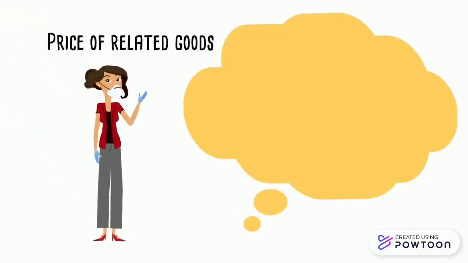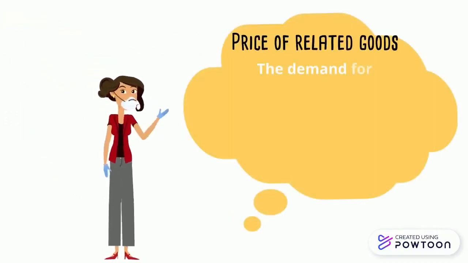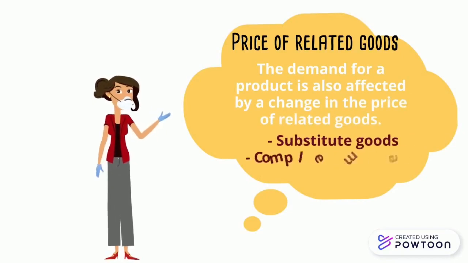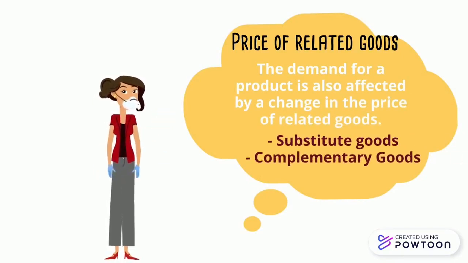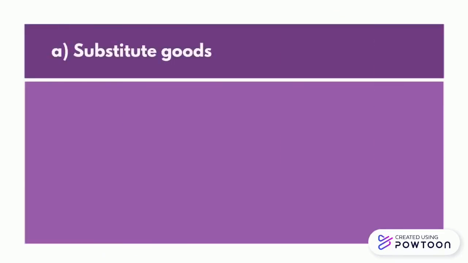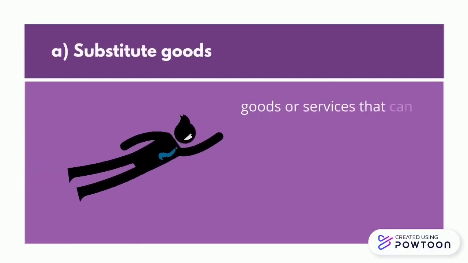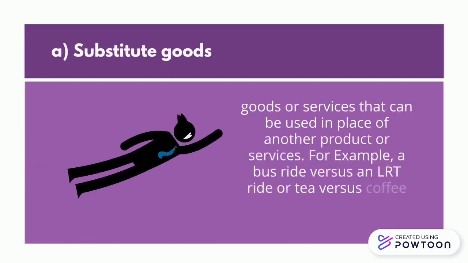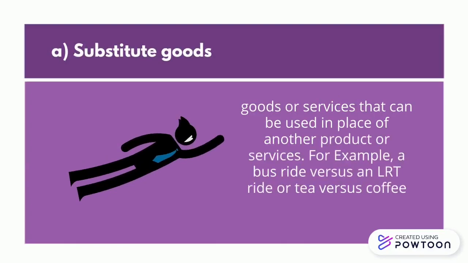Second, price of related goods. The demand for a product is also affected by a change in the price of related goods. Goods are divided into two, which are substitute goods and complementary goods. Substitute goods are goods or services that can be used in place of another product or service. For example, a bus ride versus an LRT ride, or tea versus coffee.